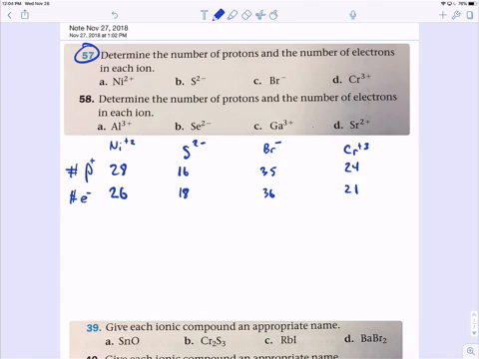All right. So I guess now you guys work on 58. And you probably don't have a periodic table. I'll go ahead and write down the protons. Actually, why don't you tell me?